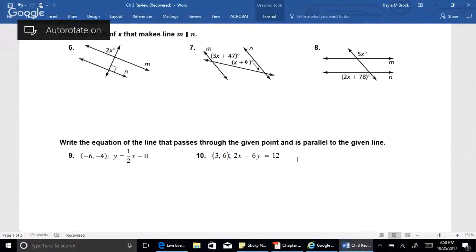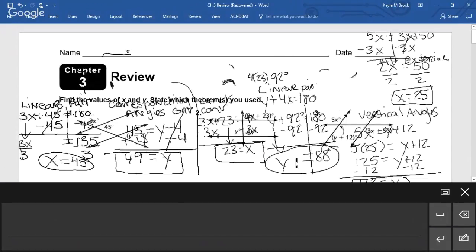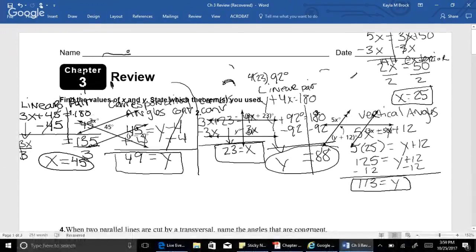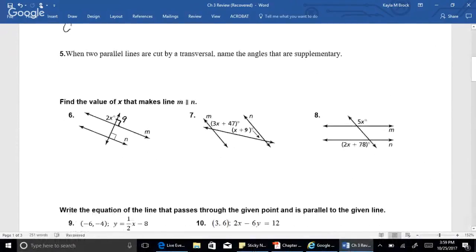Okay, now moving on to finding the value of x that makes line M parallel to N. We have a box right here that's indicating that this is 90 degrees. If M and N are parallel lines, which is what we're trying to prove, then this would also be a 90-degree angle. Okay, and if this is 90 degrees, then that means that 2x plus 90 is going to be a linear pair. So I'll go ahead and write that out.